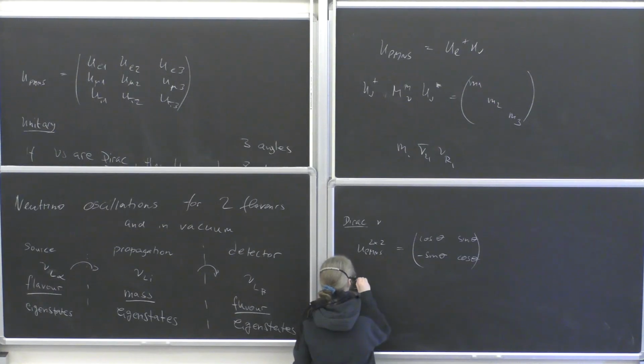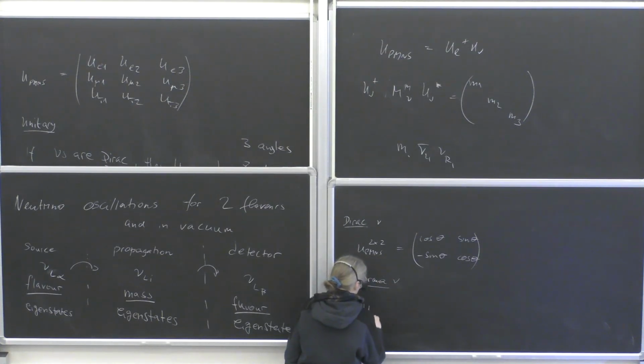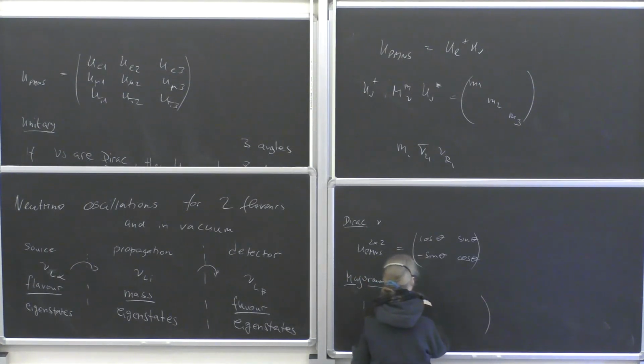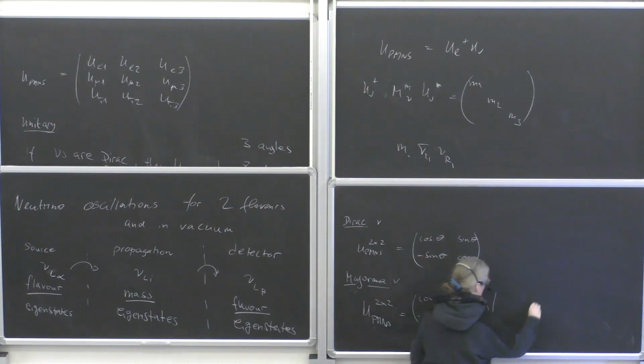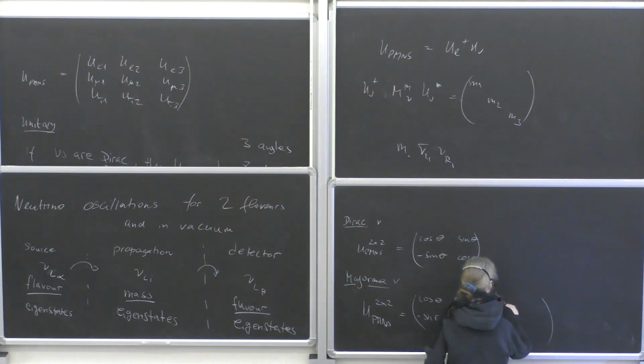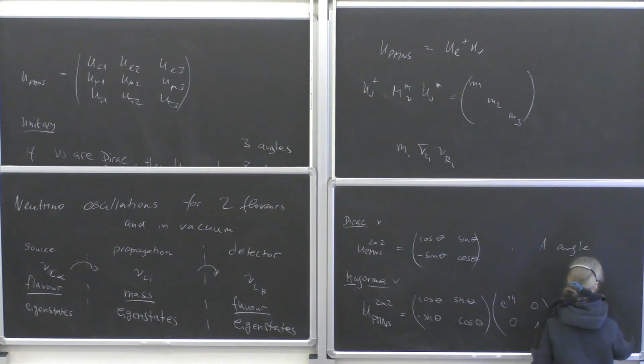If you have Majorana, as you might imagine, the story is slightly different. Your 2 by 2 PMNS still has one angle, obviously, but also one Majorana phase. So this tells you one angle only, and if you do the game of rephasing, it tells you one angle and one Majorana phase.